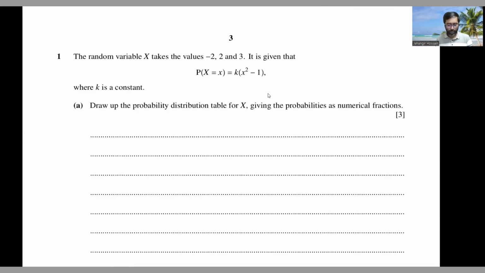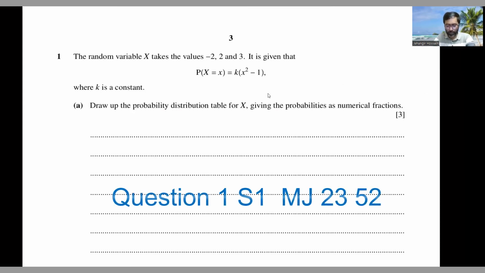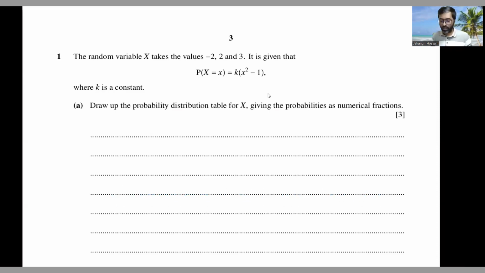In question one, the random variable X takes the values -2, 2, and 3. It is given that the probability of X is defined as k times (x squared minus 1), where k is a constant. You have to draw up the probability distribution table for X, giving the probabilities as numerical fractions. To find the probability distribution, you first need the value of k.